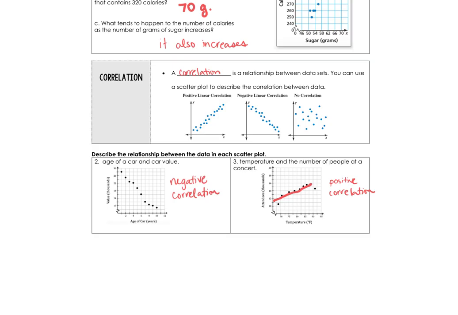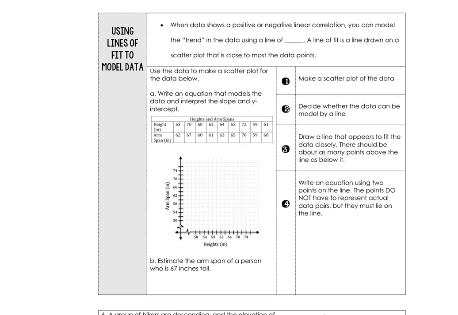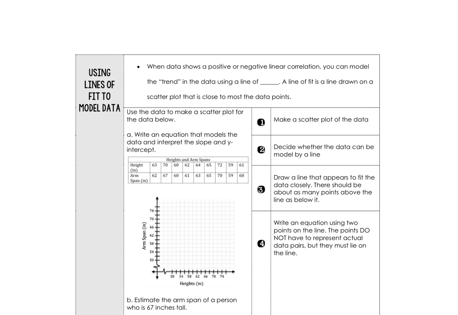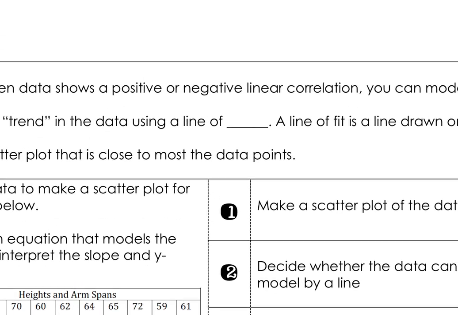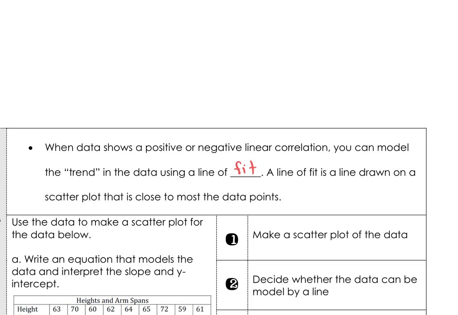All right. So that's the easy part. The second part's not any harder either. But now that we've talked about what a scatter plot is, we're going to pull it into our linear functions. What does this have to do with linear functions? So when data shows a positive or negative linear correlation, we can model the trend in the data using a line of fit. And here's where our linear functions come in.